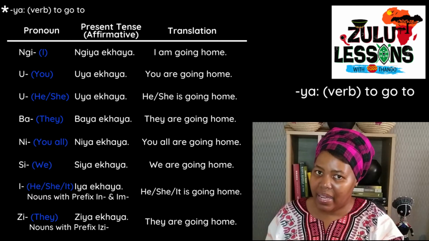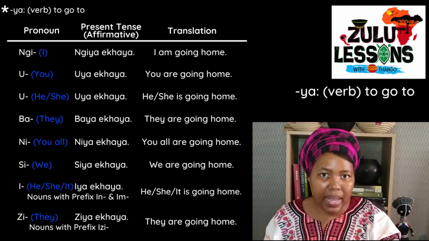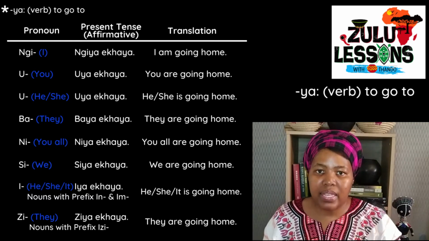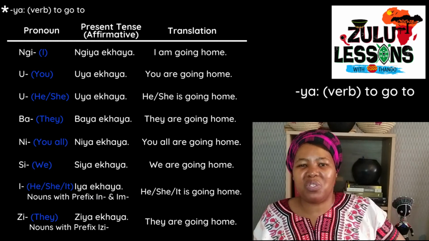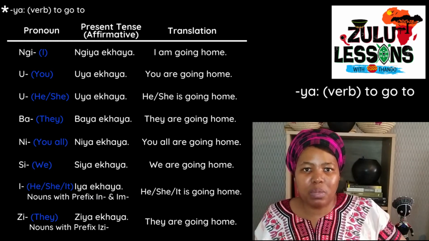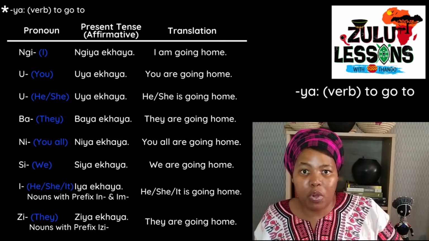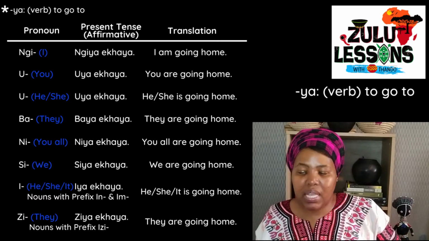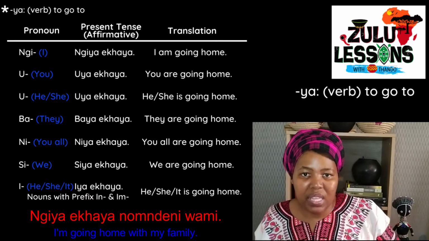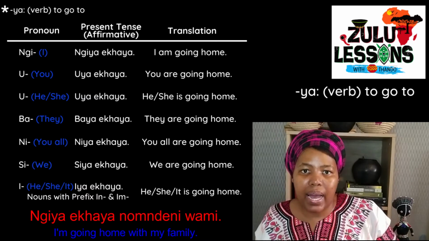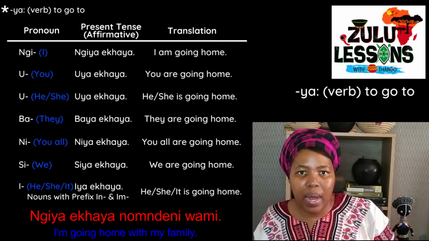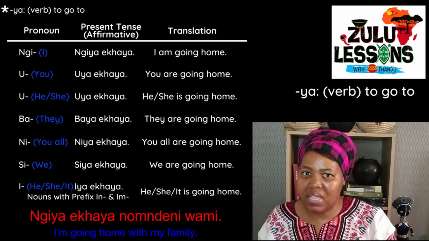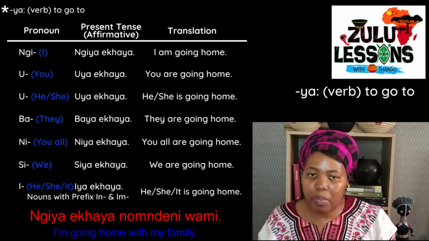Ngiya ekhaya. Did you hear? There's only one ya. We've dropped the other ya, the one that doesn't really give us information. I won't use it because I'm now telling you where I am going. Or I might even be telling you who I am going with. So if I'm saying I'm going home with my family, I would say ngiya ekhaya nomndeni wami. Do you hear? So now I'm adding detail or information, and I've dropped that ya from the simple present tense.